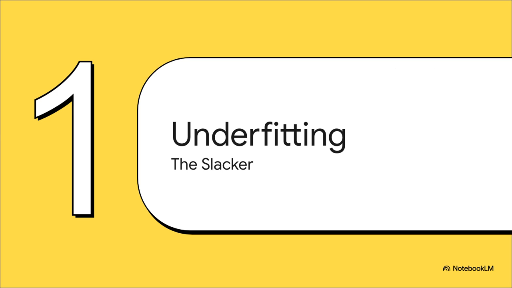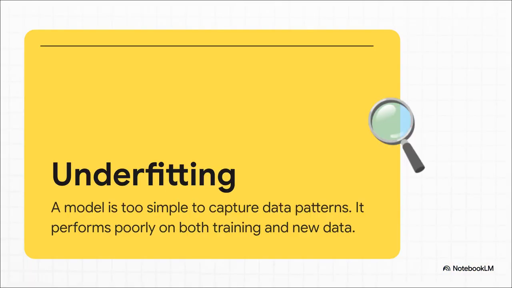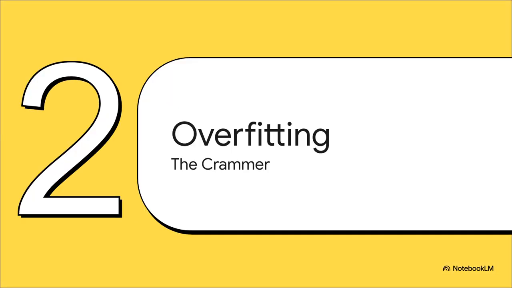Okay, let's start with our first student, the slacker. In the machine learning world, this is a perfect stand-in for a problem we call underfitting. Underfitting is basically when a model is just too simple. It hasn't learned enough from its study material, what we call the training data, to actually grasp the important patterns. So just like our slacker, it does terribly on the practice questions, and then, no surprise, it completely fails the final exam when it sees problems it's never encountered before. It just didn't learn the material. Simple as that.